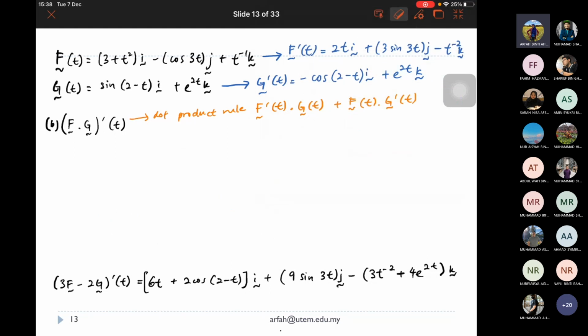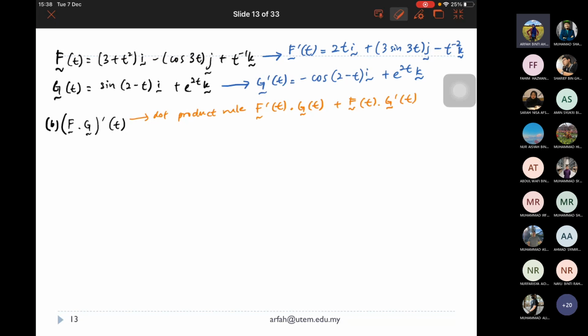And then from here, dapatkan f dot g prime. So it will be equal to f prime t didotkan dengan g t, okay, tambah dengan f t didotkan dengan g prime t. Yup. Yang G prime tu eksponen tu 2 tu tak letak depan untuk eksponen. 2 eksponensial 2t. So thank you bagi tahu 2 eksponensial 2t.